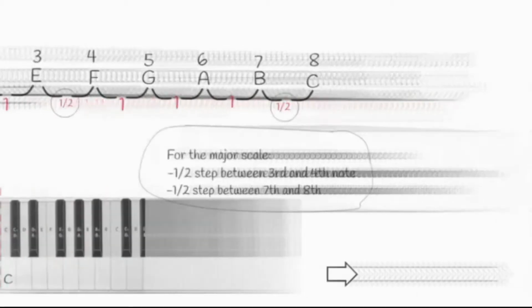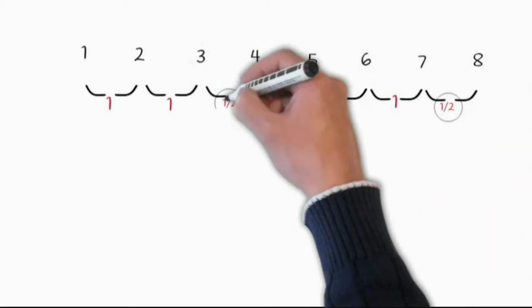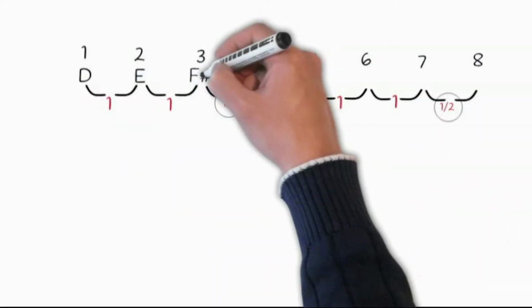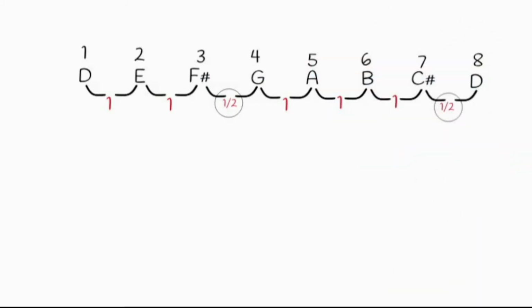Now let's change the key. Notice that the structure remains the same when I fill in the notes that would give us a D major scale. And take a listen. D, E, F sharp, G, A, B, C sharp, D. Both C major and D major sound basically like the same thing, only D is higher pitched.